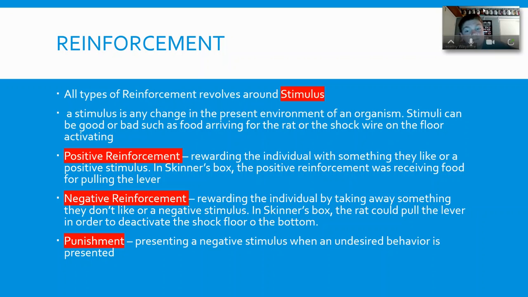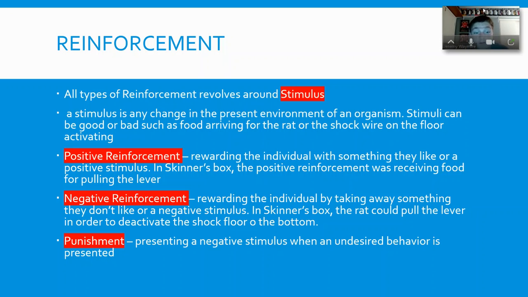So in Skinner's box, when we talk about positive reinforcement, that is rewarding the individual with something they like, or a positive stimulus. For the Skinner's box, that was, of course, the rat getting food for pulling the lever. So the stimulus was the food, and they got that by pulling the lever. That was the behavior that he was trying to train into them.